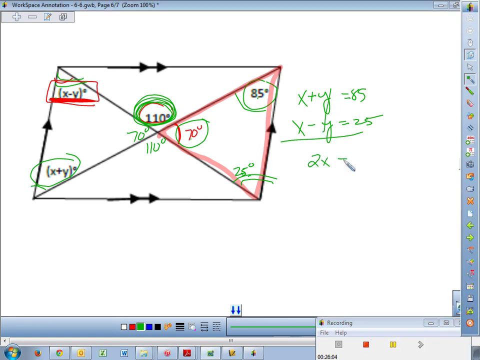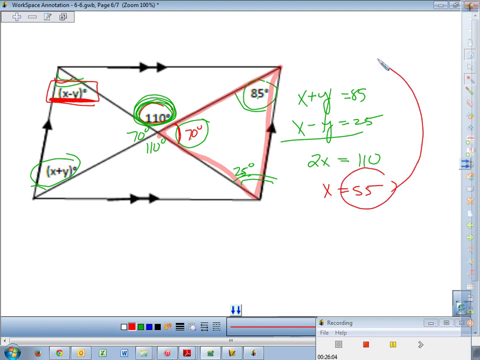You want to know something that I've seen over and over and over again? Mistake-wise, people think x plus x is x. What's x plus x? 2x, right? Watch out for that. X plus x is 2x. So shouldn't x equal 55, right? Yes? No? Maybe? Sub her back in.